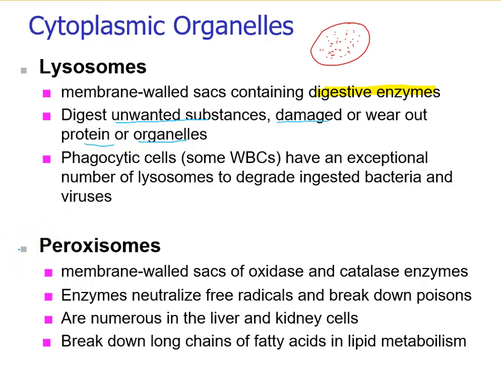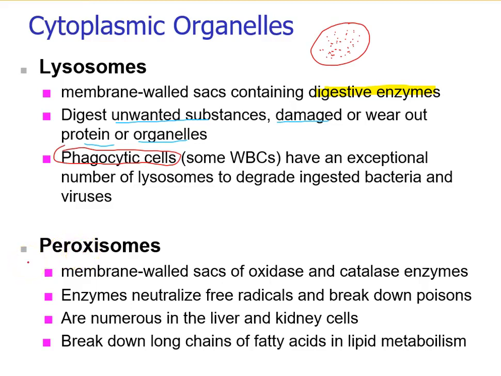And which cells need to have bunches of lysosomes? You are right, phagocytic cells. We discussed phagocytosis and phagocytic cells a little bit in the chapter 2 part 1 video. Phagocytic cells like white blood cells and macrophages need lots of lysosomes to degrade the ingested bacteria and also viruses. Then the next organelle is the peroxisome.